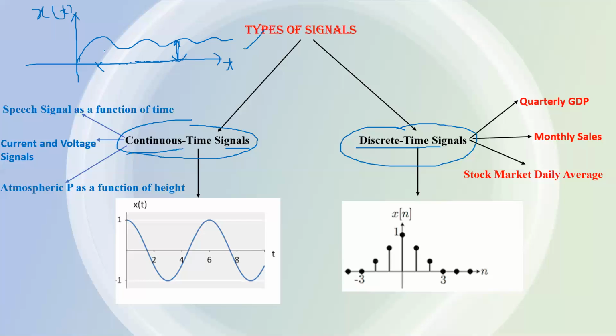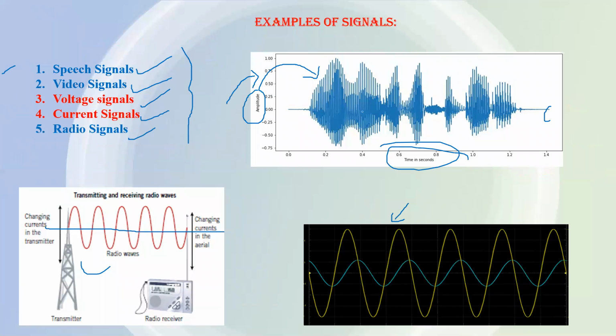A continuous time signal is also called an analog signal. This is called an analog signal. An example of a continuous time signal is a speech signal. The strength of a speech signal can be defined at any value of time. If you want to determine the amplitude of a speech signal at this point, then you can define the amplitude at this point. At each and every point, you can define the amplitude of the signal. This is a continuous time signal.